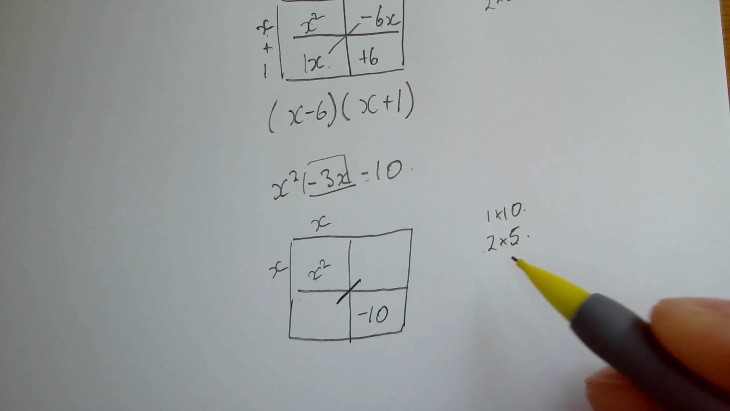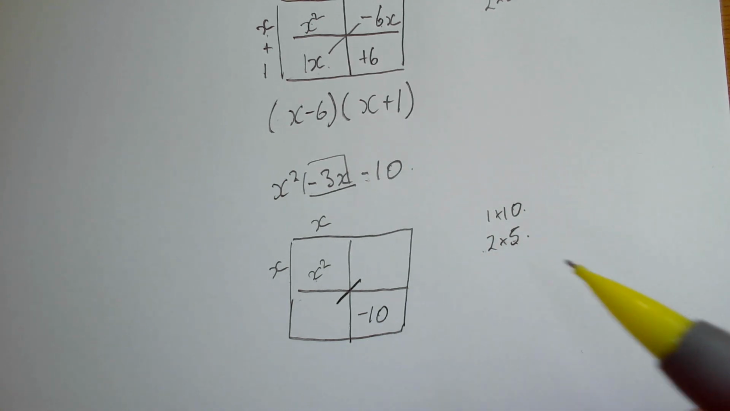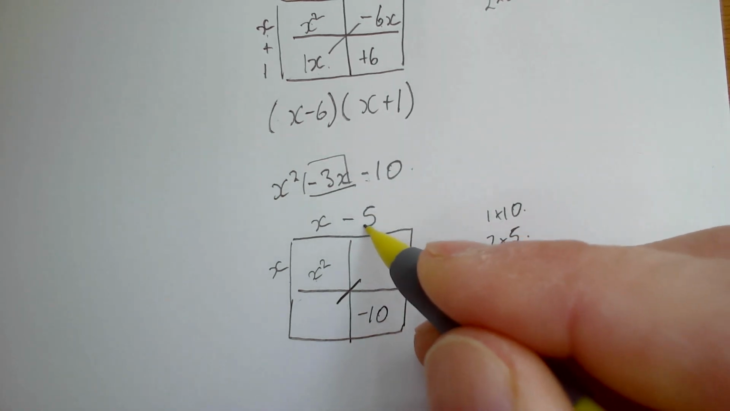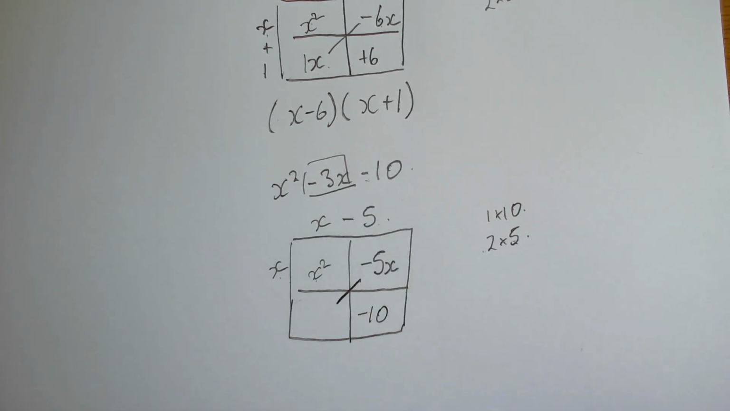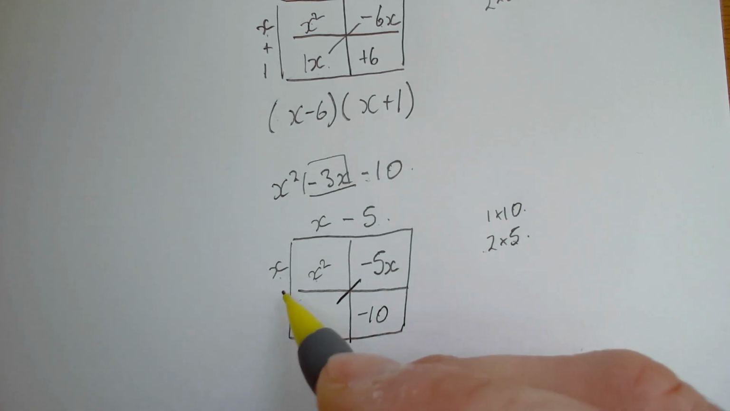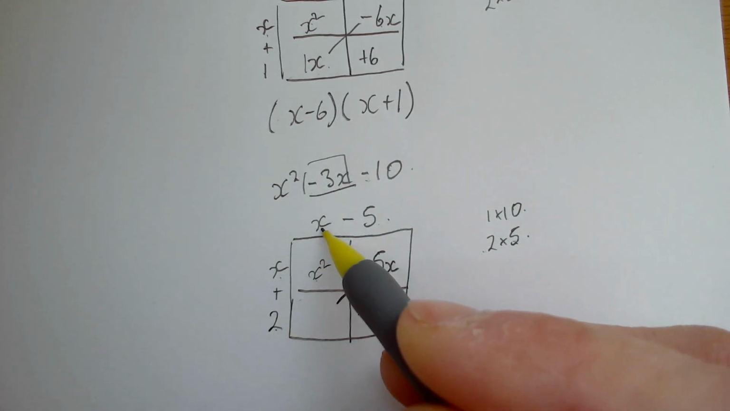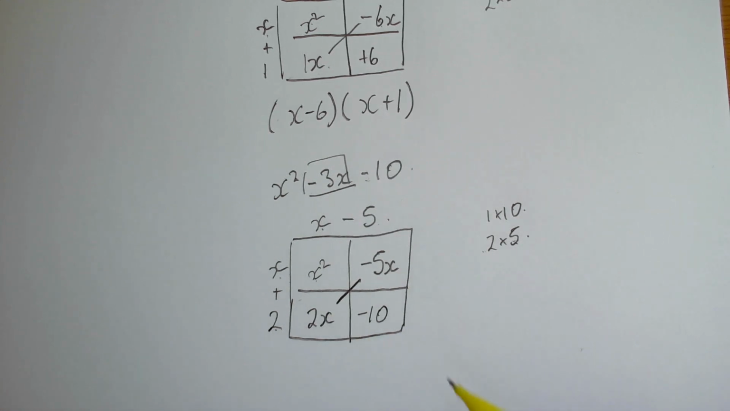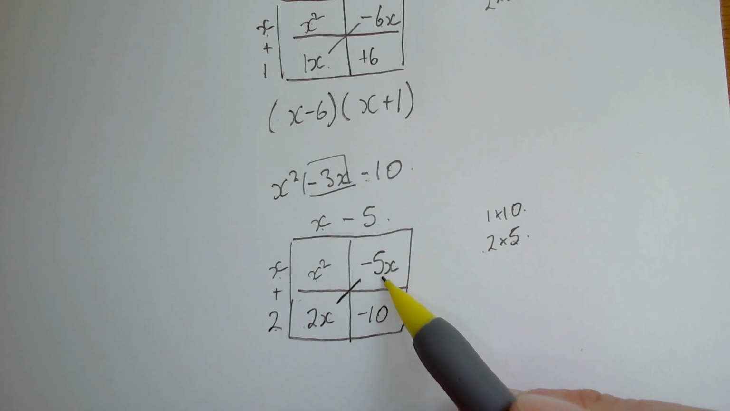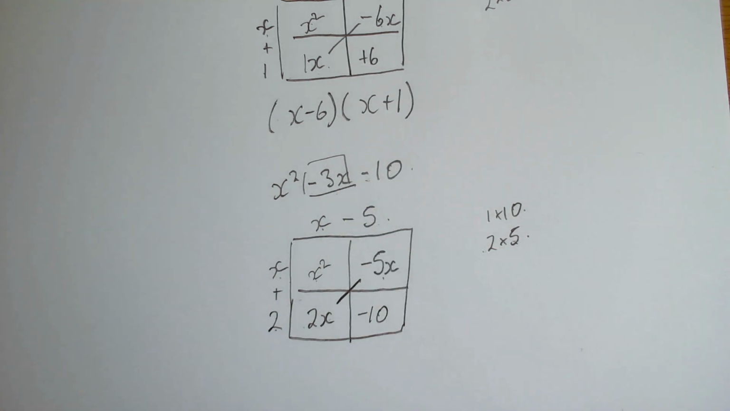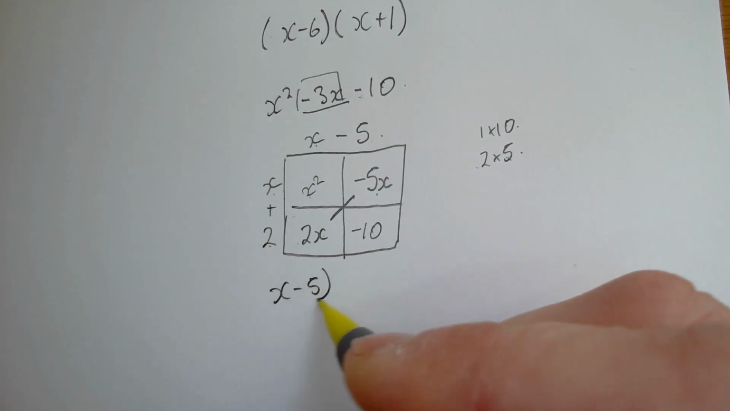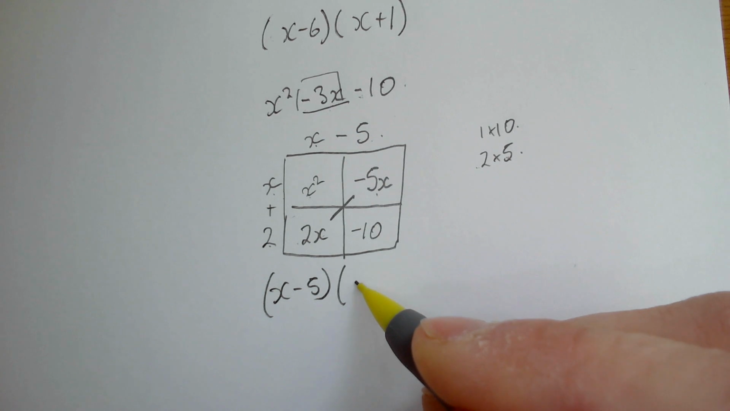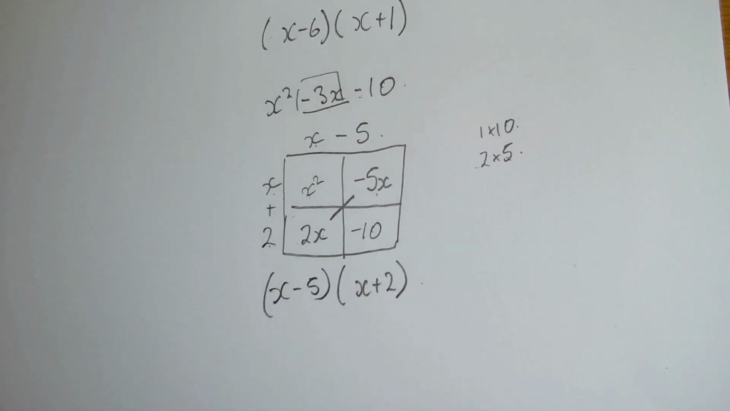So let's start off with our minus 5 here. Now we say minus 5 times x is minus 5x. And plus 2 here, and we say plus 2 times x is 2x. And when we sum across these two squares of the grid, we have plus 2x minus 5x, which is going to give us minus 3x. So reading across the top, our factors are x minus 5 times, down the left, x plus 2.